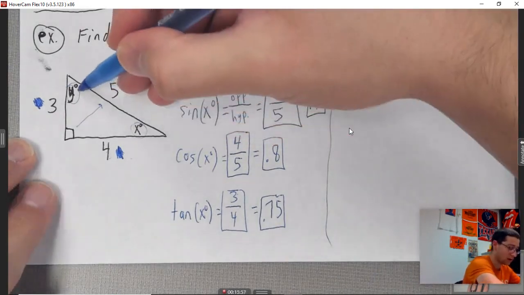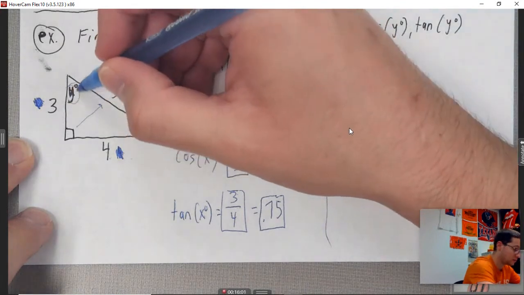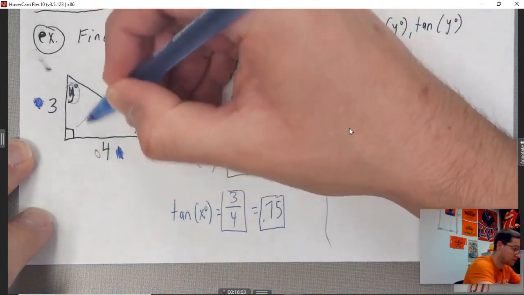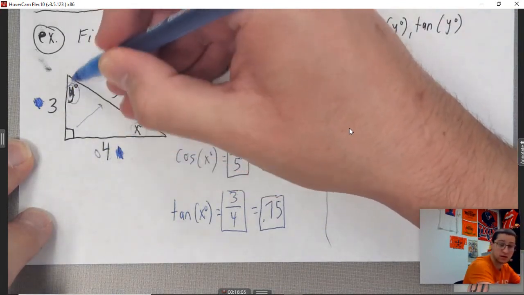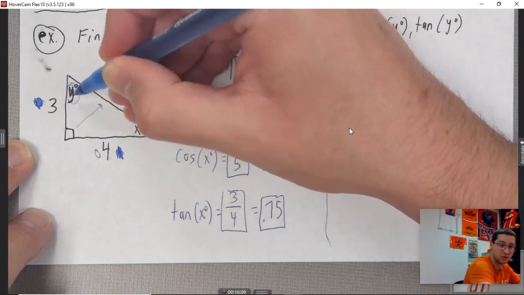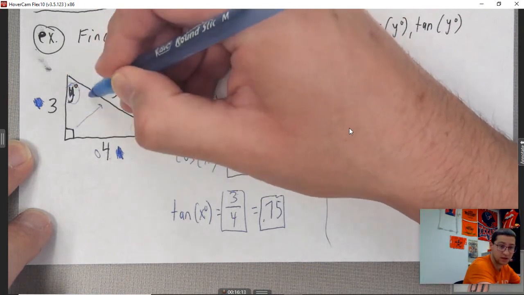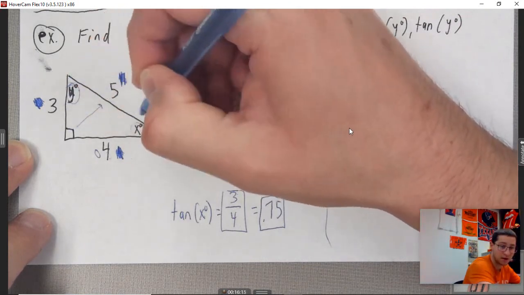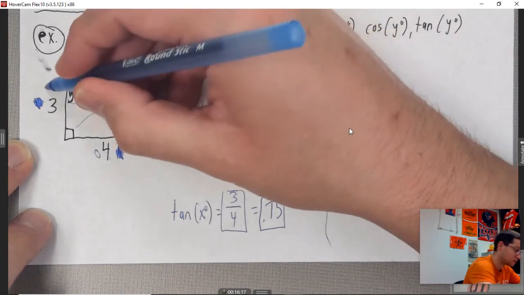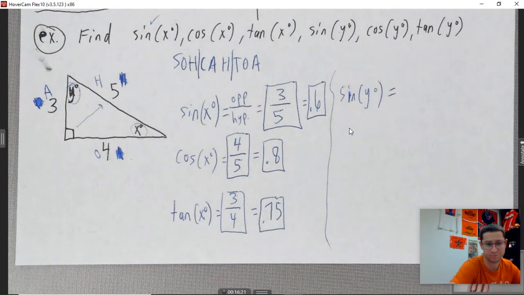So angle y, and then the opposite of angle y is going to be 4. It's across. Here's the sides that make that angle. Here's the sides that make that angle. Straight across is O. Here's the sides that make that angle again. This one is my hypotenuse, so I'm going to go ahead and label that one. And then this one is my adjacent. So now I have new letters when I'm comparing it to y.